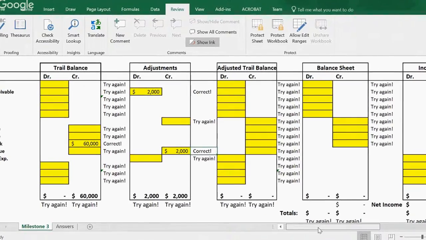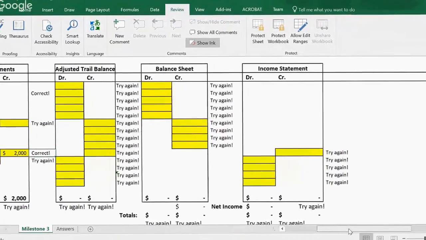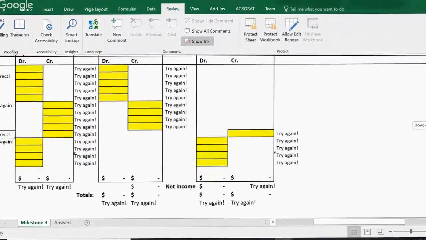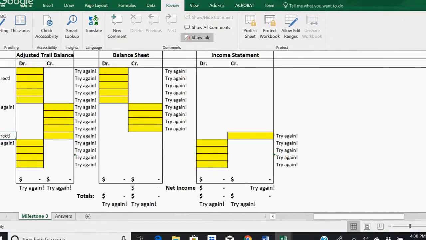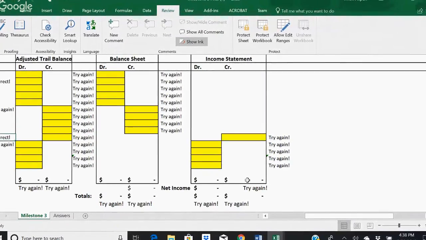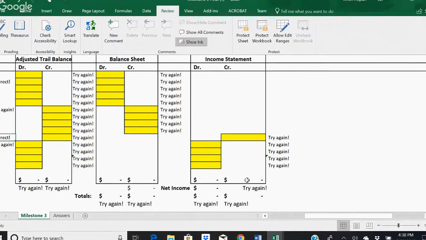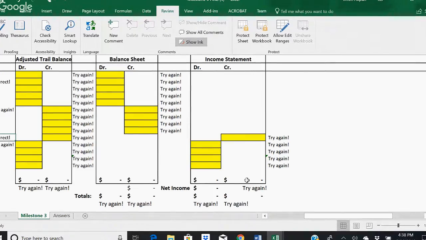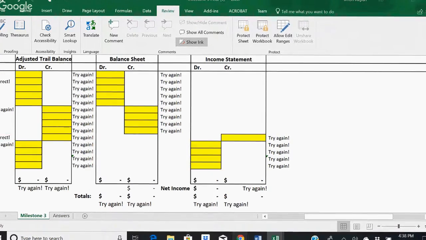As we move along, once we finish the adjusted trial balance, we can start putting together our financial statements. We can start putting together our balance sheet. And we've got our income statement. We can calculate net income. And we have this retained earnings. Now, remember, the business did start on July 1st. So it's a new business. So there were no profits from before because the business just started. So this is our milestone 3.